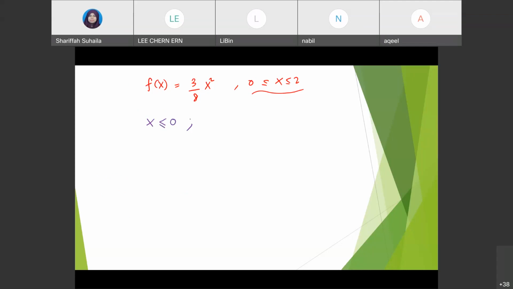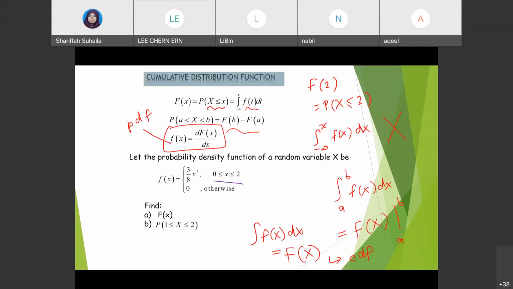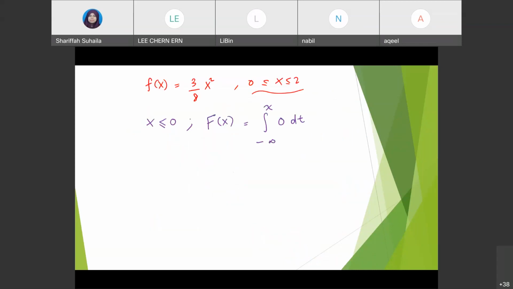Okay, when x less or equals to 0, kita nak dapatkan dia punya capital fx ni. So, what you do is, you will integrate from minus infinity. Kita letak 0 density. Selain pada range ni, apa dia punya nilai? So, kita perlu dapatkan juga untuk cumulative, untuk CDF ni. So, 0 and 2, 3/8. Otherwise, the value is 0. So, you will integrate from minus infinity up to some value of x, 0 density. So, the answer is 0.